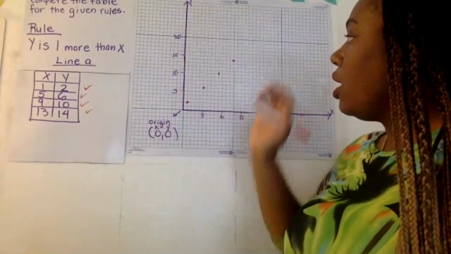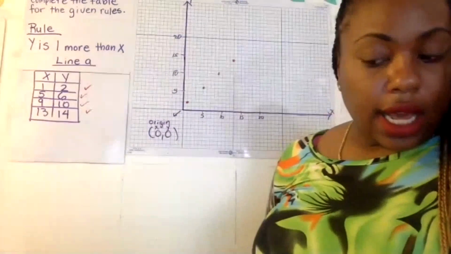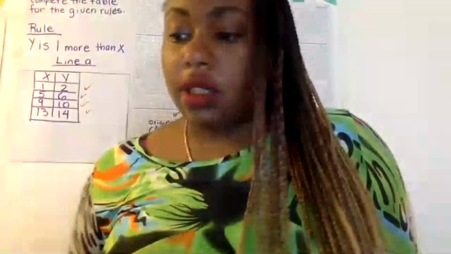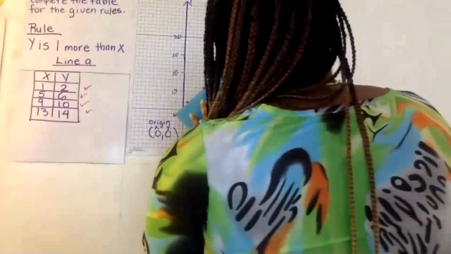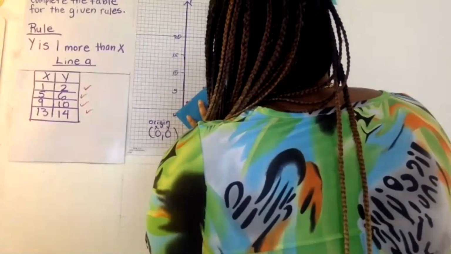So here is our line passing through the coordinate points. Let me just get my straight edge here to draw my line.